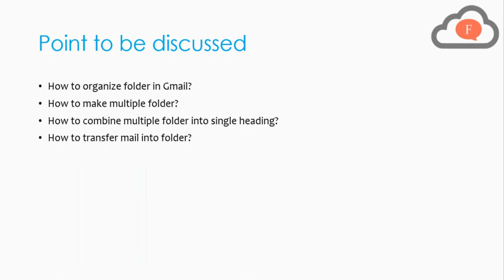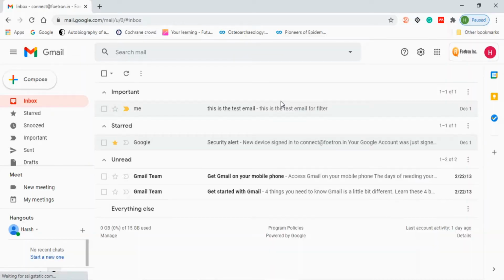Now let's move forward to our Gmail account and see how we can organize it. Now we are in our Gmail account and this is what it looks like. So the first question that arises is why do we need to organize our email? If you see, there are few mails in this account because it was recently made. So that's why there are not a lot of emails in this account.